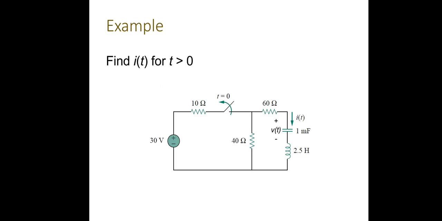Now here is a good example. Find i(t) for t greater than 0. A 30 volt source is applied with a 10 ohm resistor, and switching takes place at t equal to 0. The 60 ohm and 40 ohm resistors are connected, as well as a capacitor and an inductor of 1 millifarad and 2.5 henries respectively, and the current flows as i(t).